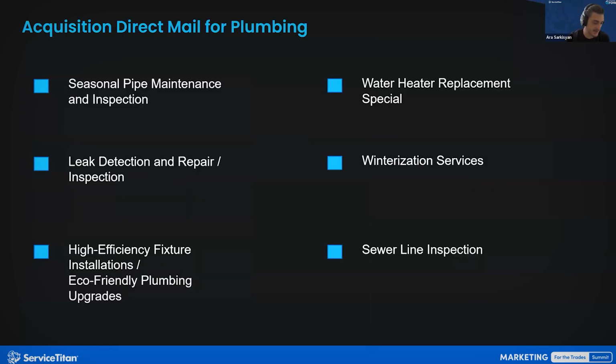So let's get into actual campaigns. On the plumbing side of things, there's a whole myriad of things you can cover. Some high performing ones that we see are seasonal pipe maintenance and inspections, leak detections and repairs, usually for older homes or at point of sale on homes, high efficiency installations, so just eco-friendly upgrades and smart upgrades, water heater replacements every 10 to 15 years that they may be due for one, winterization services as the freeze season comes in, and sewer line inspections mainly.